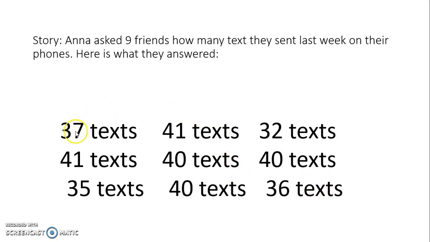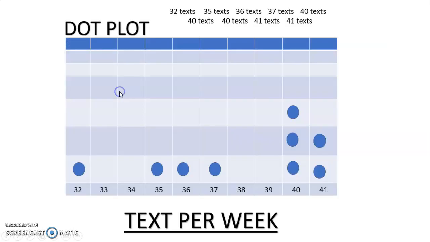So Anna asked how many friends? 9, right here, 9 friends, and we have 9 people that answered. So let's go on to the next one. What we're going to want to do next is plot them. It's going to be a dot plot that we're going to construct. So what you're going to do is, in a corner, arrange the text messages from who sent the least to who sent the most. Right here, they're arranged already. So we have 32, 35, 36, 37, 40, 40, 40, 41, and 41.